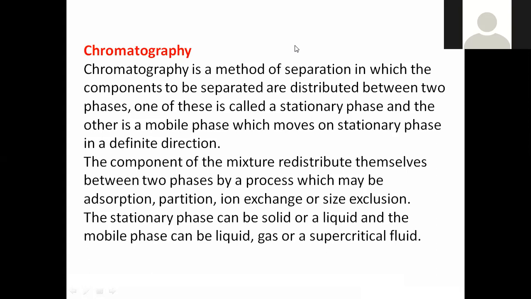The stationary phase may be solid or liquid. So only two possibilities in case of stationary phase. The stationary phase may be solid or liquid, depending upon the nature of the components to be separated. And the mobile phase can be different. It may be liquid, gas, or supercritical fluid, not solid. So the choices in case of mobile phase are three: liquid phase, or gas phase, or supercritical fluid.